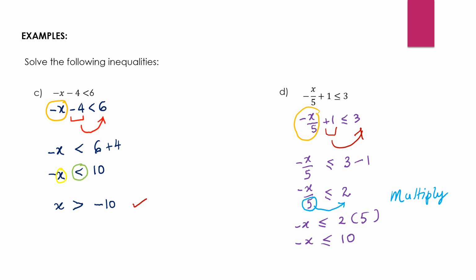Okay, for the last part, I don't want the negative, so I will negate it. This will give me x. So the right-hand side, I will negate it as well. This will give me -10. And last step, I will negate this symbol. So less than or equal to will now become greater than or equal to.